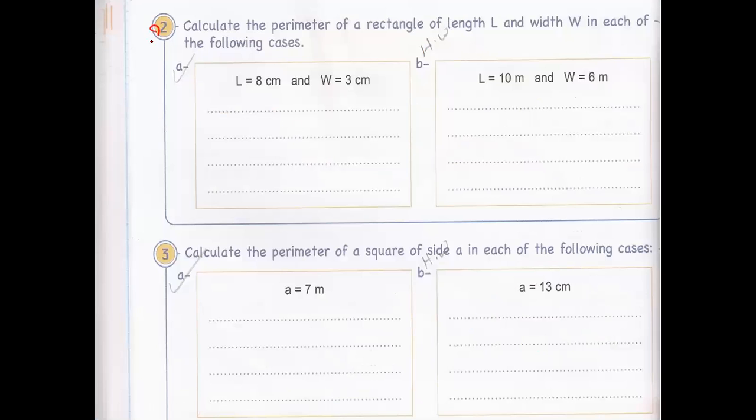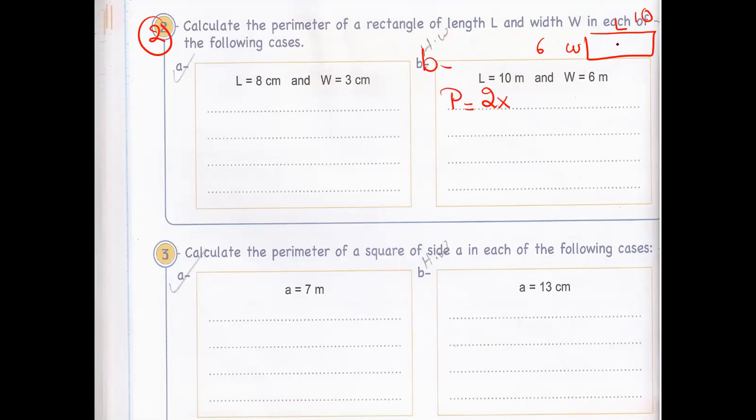Now we will go to the rectangle in part B. The rectangle has length and width. Length is 10, width is 6. We said we do 2 steps. We will add 10 plus 6. Then we answer, don't forget to multiply it by 2. So what is the parameter of a rectangle?